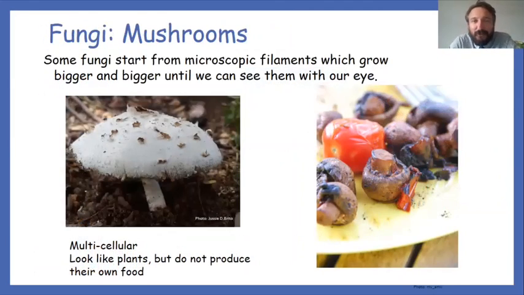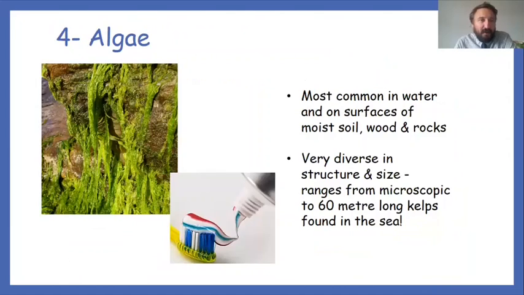So fungi, mushrooms. I'm not sure if you're a fan of mushrooms, Mr. Osborne's not so keen on mushrooms, but some fungi start from microscopic filaments which grow bigger and bigger until we can see them with our eyes. They're multicellular, which means they're made up of lots of cells, and they look like plants, but they do not produce their own food. And there's some mushrooms on a plate there.